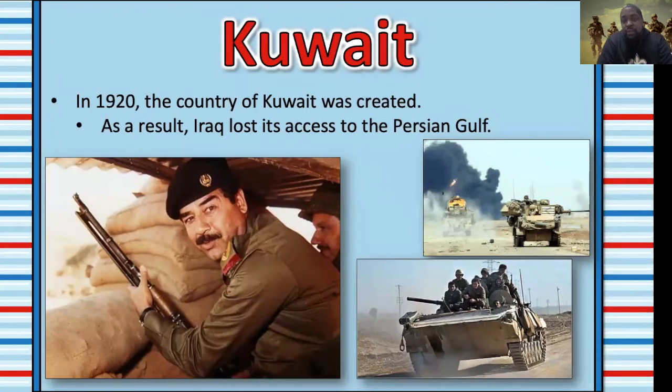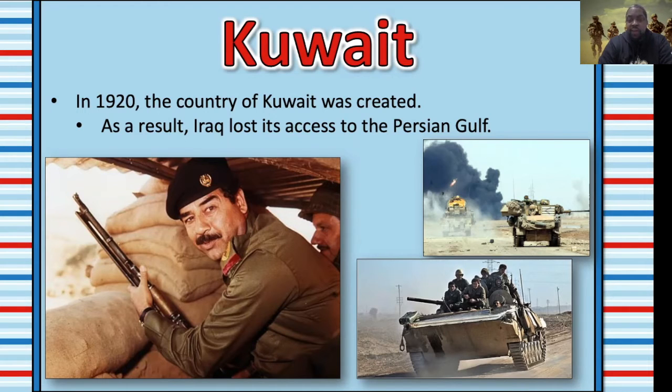All right, so in 1920, the country of Kuwait was created. As a result, Iraq lost its access to the Persian Gulf. Saddam Hussein, who was Iraq's dictator, wanted to get his access back because he wanted to control all the oil that was in the Middle East. So he felt that the oil fields belonged to Iraq. Iraqi forces invaded Kuwait in August of 1990.